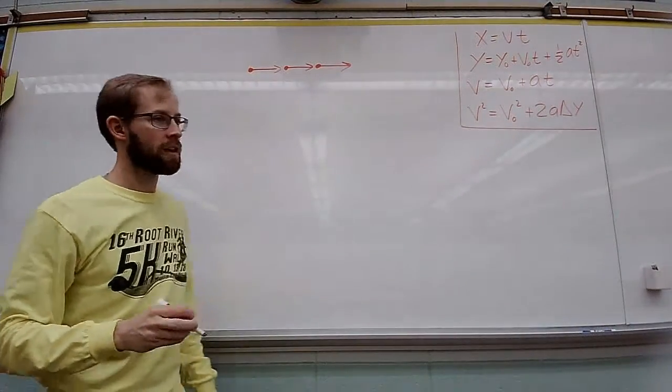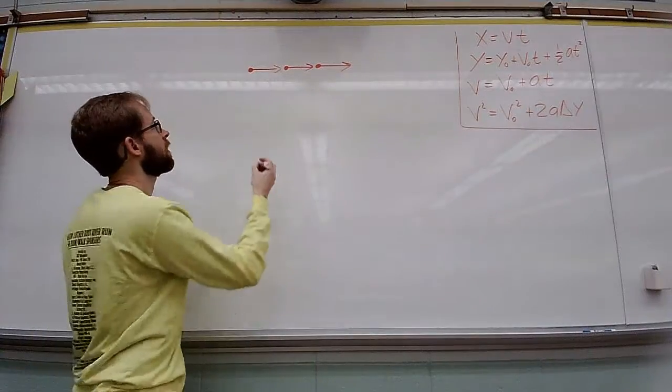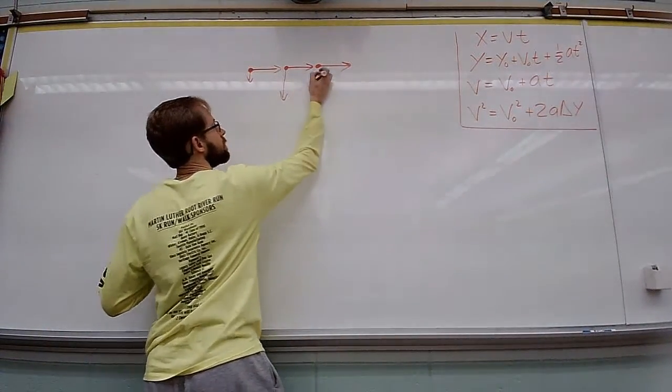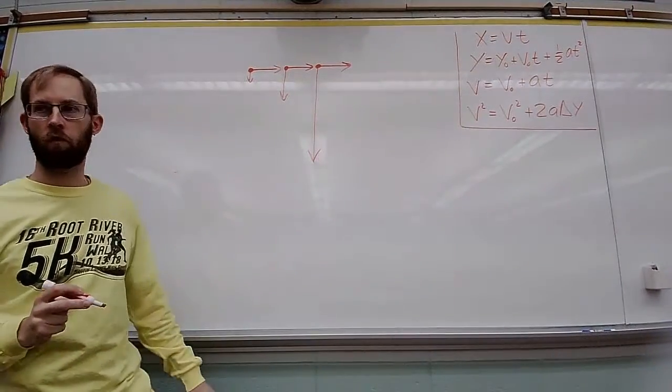Now vertically, the object is speeding up because there's gravity yanking it down. So vertically, your arrows are going to grow. And that's all I'm looking for in 1A.